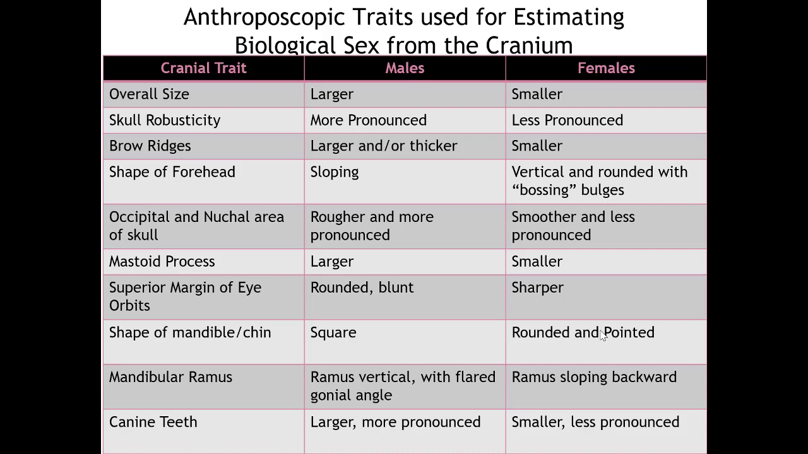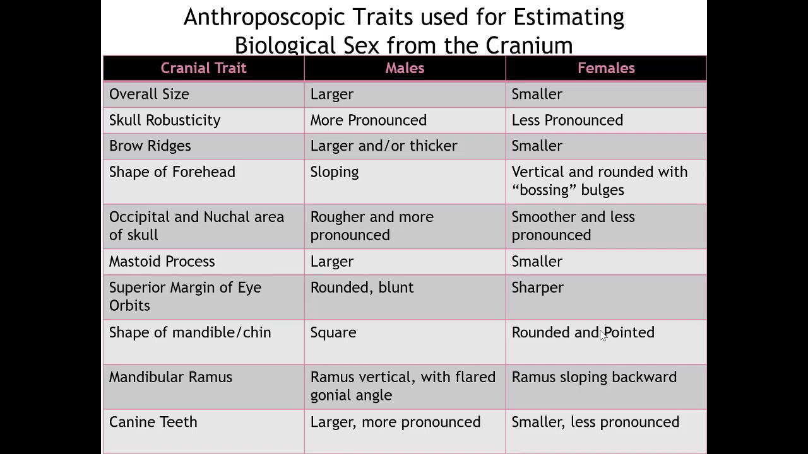Shape of the forehead, more sloped for males. Females, more vertical, rounded with bossing bulges. Occipital nuchal area of the skull tends to be rougher and more pronounced in males, right? Nuchal area, more nuchal muscle attachment in males. Makes sense that they would have more ridging. And then smoother and less pronounced in our females. So less muscle attachment, less ridging.